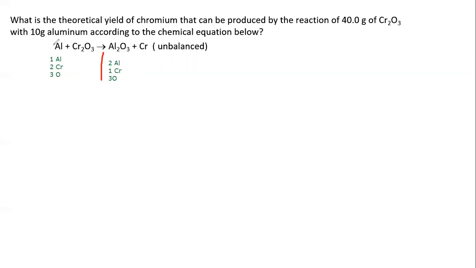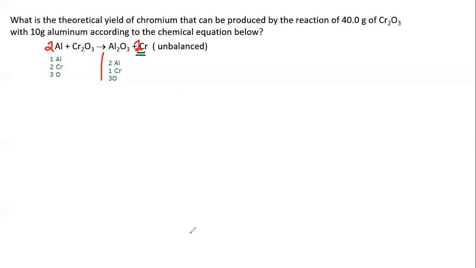To balance the aluminum, we need to put a 2 in front of the aluminum. And to balance the chromium, we need to put a 2. This is the balanced chemical equation. And so what we're going to do is convert the mass of each reactant into mass of chromium. And again, the reason we chose chromium was because that's what the problem stated that they were interested in. So the mass of each reactant is going to be converted to moles of chromium to see which one produces the fewer moles of chromium.